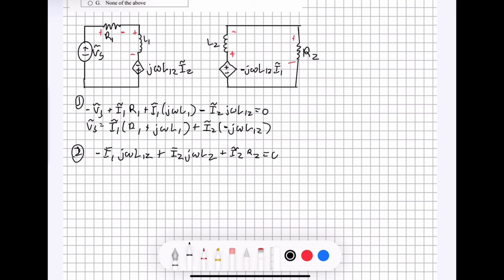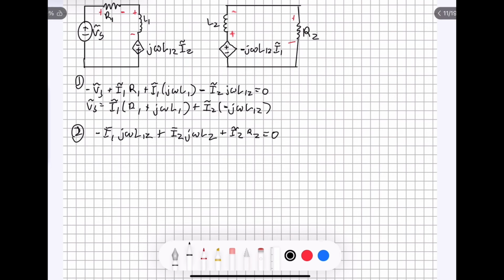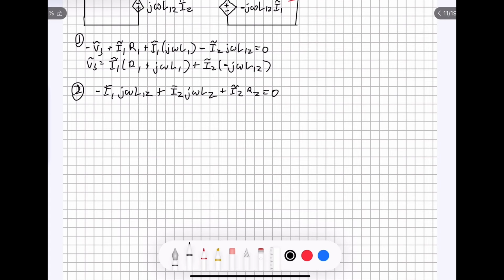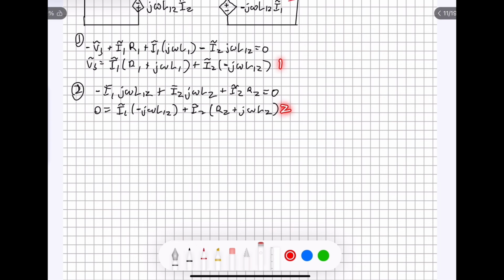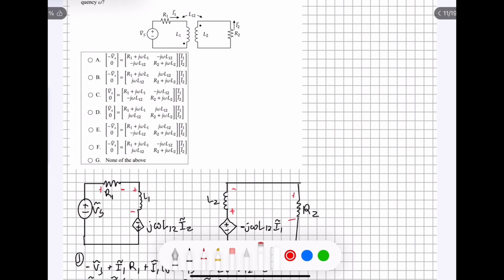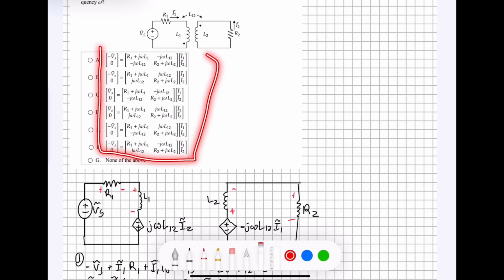And that is going to be equal to 0 because the sum of the voltages must always be equal to 0. Rewriting this, we've got 0 equals I tilde 1 times negative J omega L1 2 plus I tilde 2 times R2 plus J omega L2. Now that we have these two equations, number 1 and number 2 right here, we can put this into matrix form, which is how the answers for this problem are all set up. They're all in matrix form.